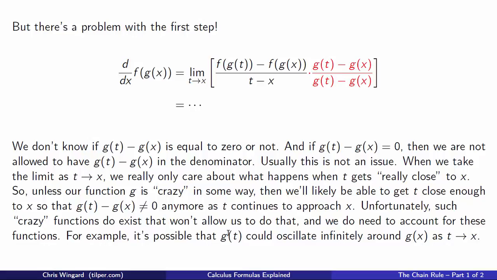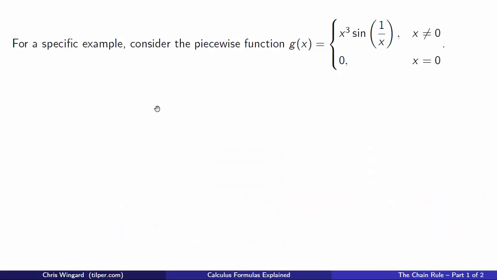For example, it's possible that as t approaches x, perhaps g of t oscillates infinitely around g of x. And in that case, we're kind of stuck. We can't use this method here. For a more specific example, let's say we have this piecewise function: g of x equals x cubed times the sine of 1 over x if x is not 0, and it equals 0 if x equals 0. This function oscillates infinitely around 0 as x approaches 0.